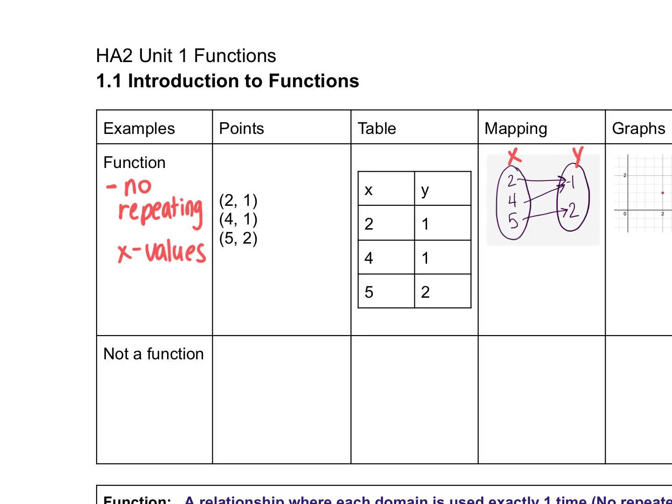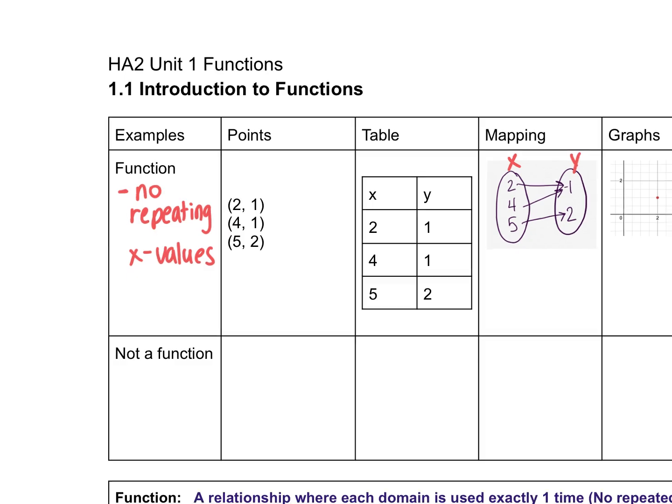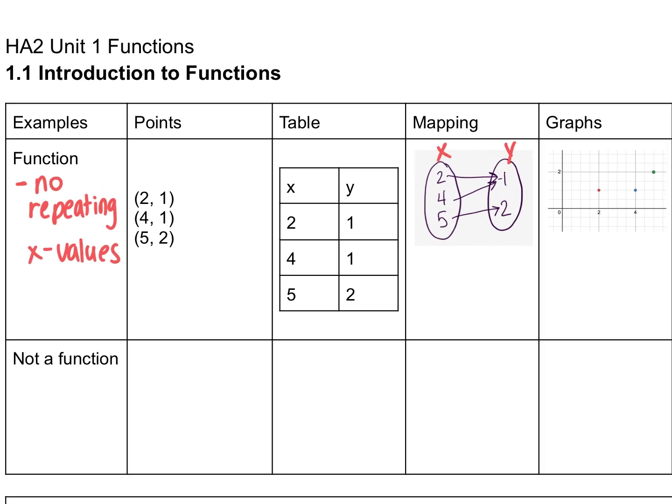So we can see the point 2, 1 has an arrow from the 2 to the 1. That actually looks like a negative 1, but whatever. 4, 1, and then 5, 2. That's how a mapping diagram works. You're not going to see those very often, but in the event that you did, that's how you read them. And then obviously a graph just has those 3 points plotted. Cool. Any questions on that?